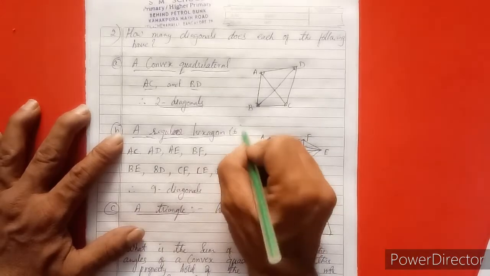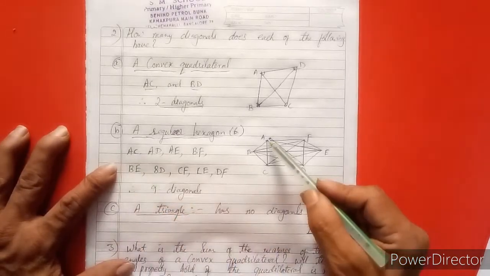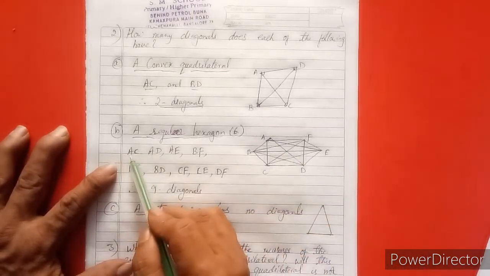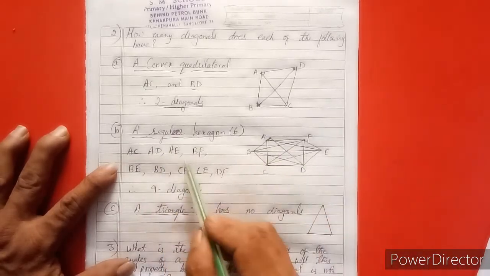And regular hexagon. Hexagon is nothing but a six-sided figure. Already I told in the previous one that first, from A to C is one diagonal, and A to D is another diagonal, and A to E is another diagonal.